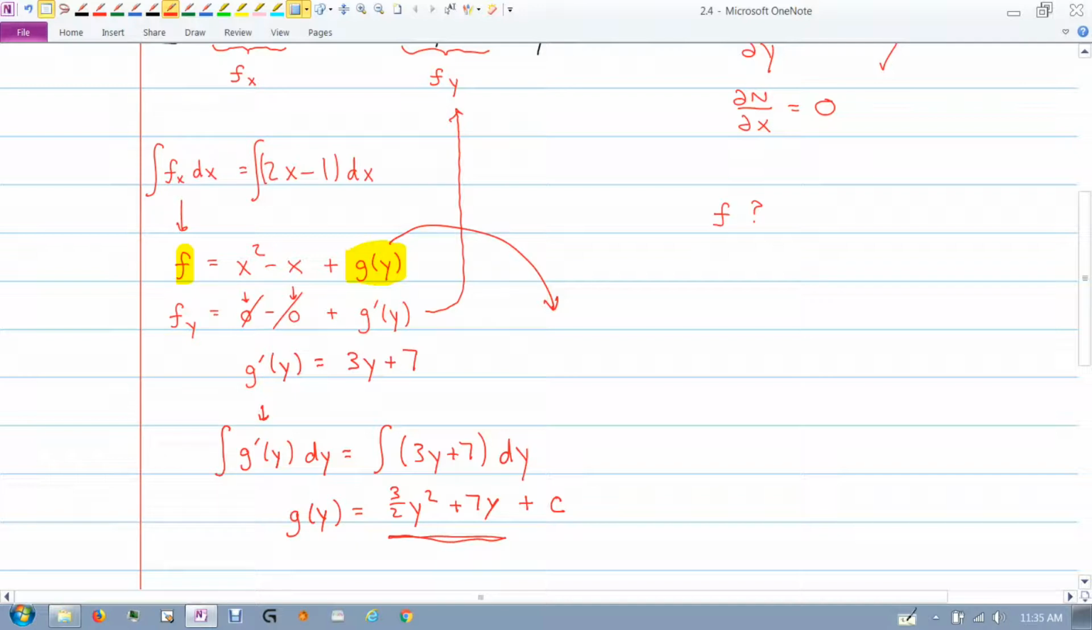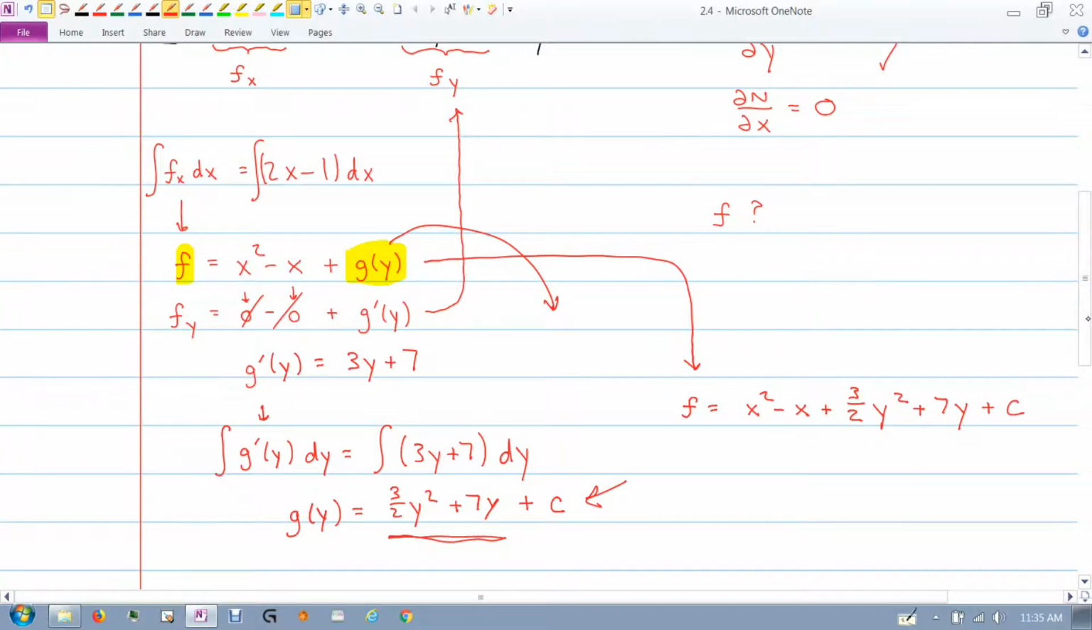All right, now we are ready to write down our function f. So f, little f, is equal to x squared minus x plus, now here's g, so g is down here, so plus 3 halves y squared plus 7y, and then plus some constant.